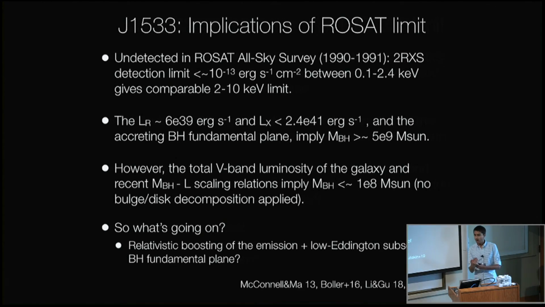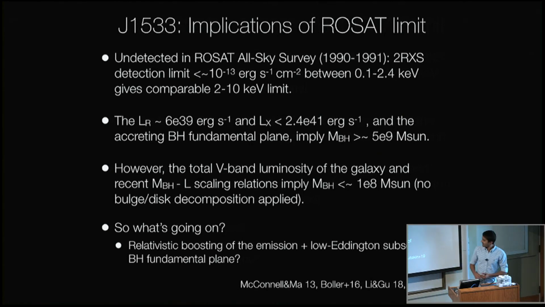Now, if this thing was, in fact, an active black hole at the time, you might expect it to fall somewhere on this so-called black hole fundamental plane, which, of course, has quite a large scatter, but is nonetheless interesting because in this particular case, the radio and X-ray luminosities would predict a black hole mass of somewhat greater than 5 times 10 to the 9 solar masses. But the total V-band luminosity of this galaxy would suggest a black hole mass of less than 10 to the 8 solar masses. And again, when I say the total V-band luminosity, I'm not decomposing the bulge and the disk, which would lower that even more, for example.